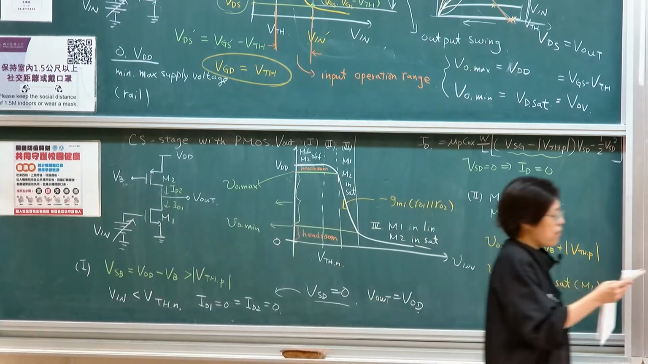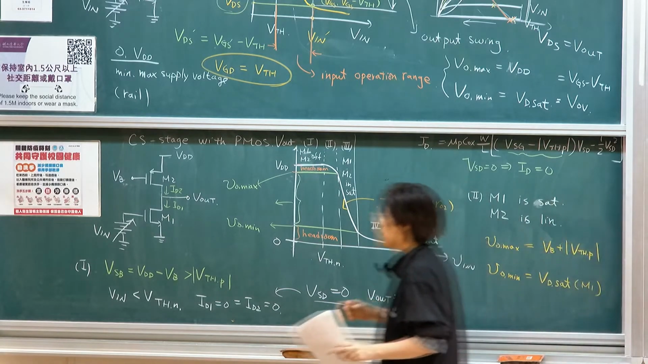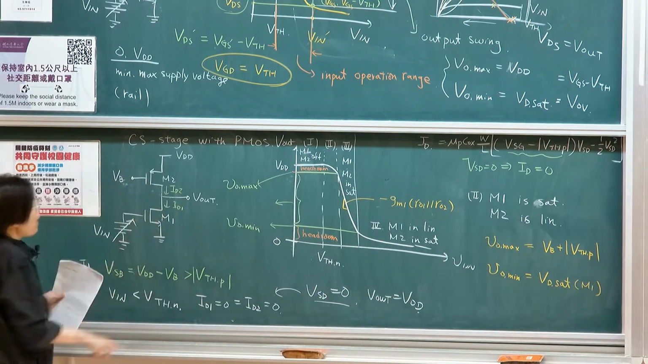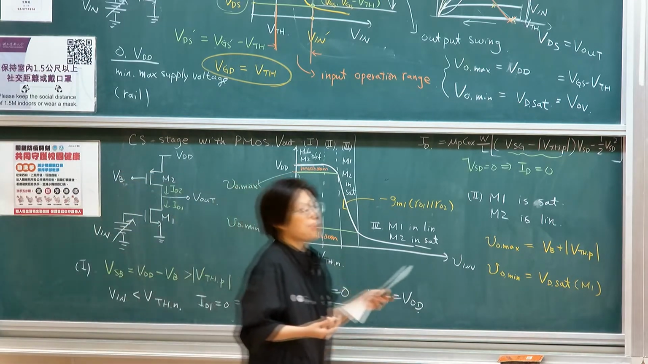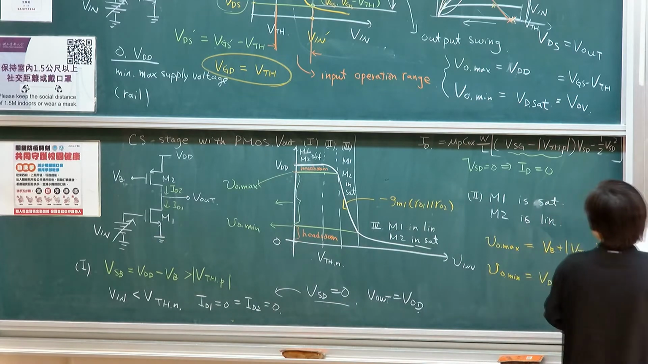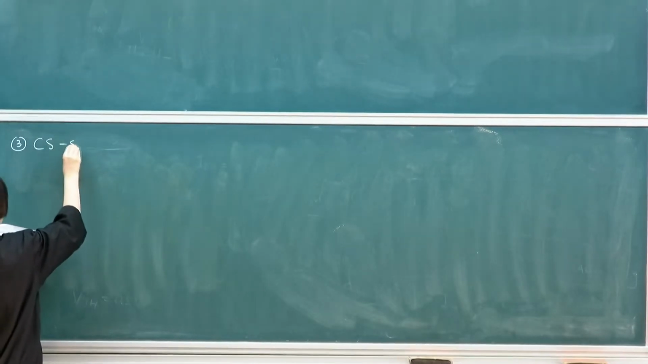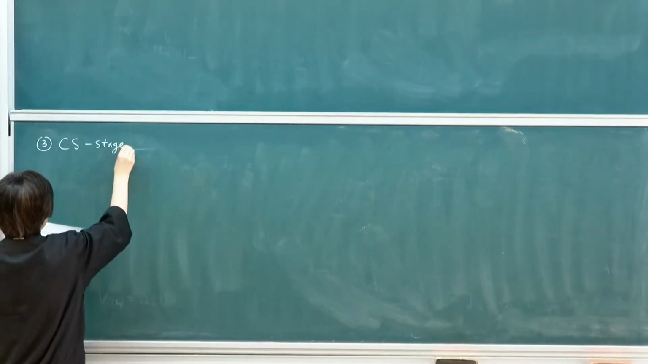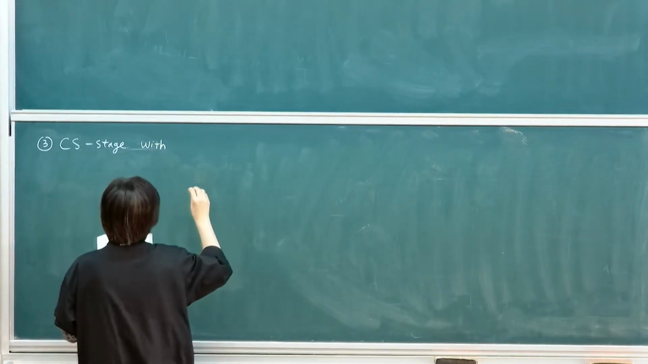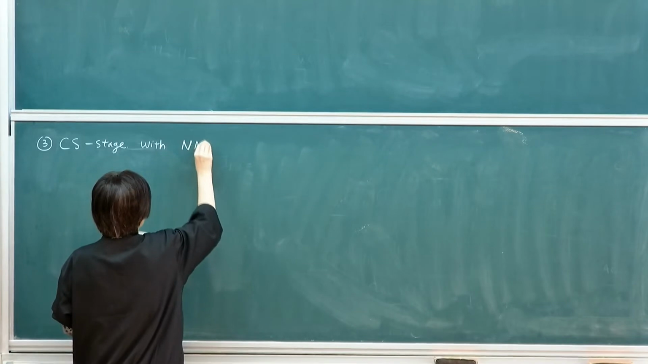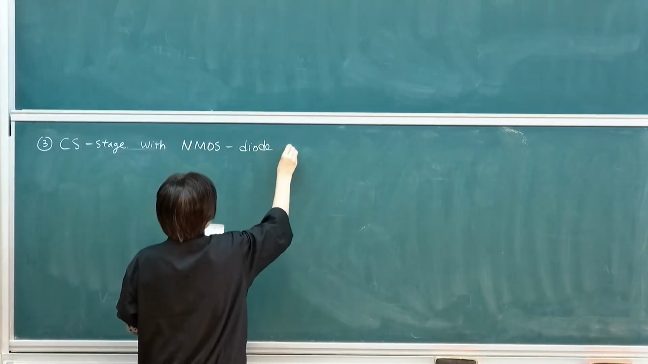So let's look at another variation. There's actually many different ways of doing biasing or loading. So let's look at a pretty special but not very commonly used one. So we talk about the third common source. Instead of having a PMOS load, I'm going to use an NMOS. We call it diode connected.